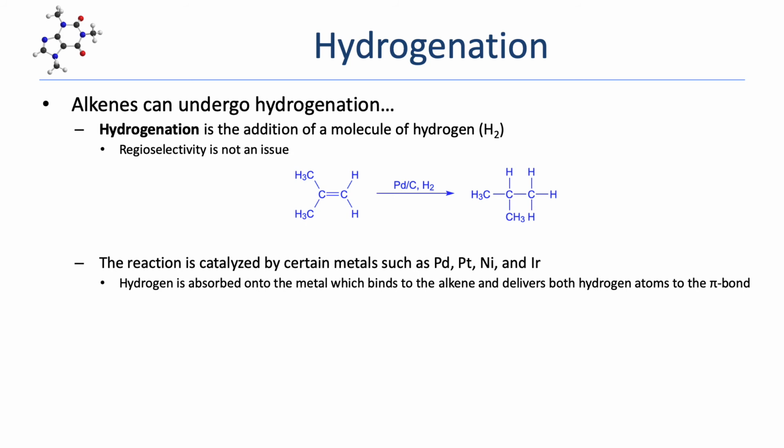Now if you think about it, hydrogen is not electrophilic and would not normally react with an alkene. If you bubble hydrogen gas through an alkene, all you get is a gassy alkene. The reaction only works in the presence of a catalyst. Certain transition metals, such as palladium and nickel, can catalyze the reaction. The reaction mechanism isn't fully understood, but involves the absorption of hydrogen gas onto the surface of the metal, which then binds to the alkene and then delivers the two hydrogen atoms to the pi bond. The overall result is the transformation of an alkene into an alkane.